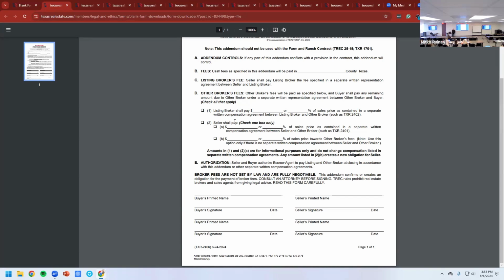Listing broker shall pay X% of the sales price as contained in a separate written compensation agreement between listing broker and other broker, like the 2402. So I guess this can also be used when the seller has said they're not going to pay anything, and then they negotiate to offer me, the listing agent, more compensation. And then I'm going to split that.